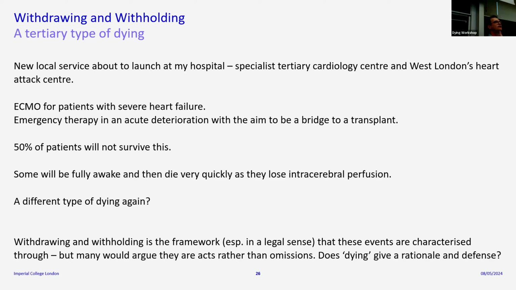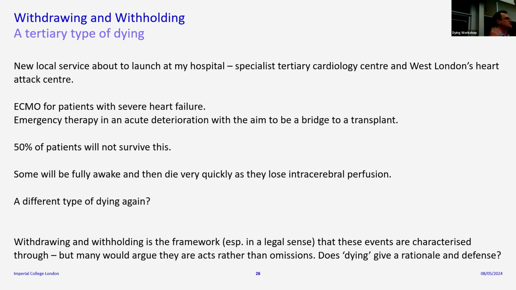So it's charity funded, this equipment. So this is very much fun run dependent. We're about £20,000 short for the final machine. But they tell me these people are awake and they send the machine off and they die very quickly. And actually, I'm imagining the intensivists in the room can give me more context. But is that a different type of dying again? And it's something in the withdrawing and withholding and the acts and omissions that feels really muddled here.